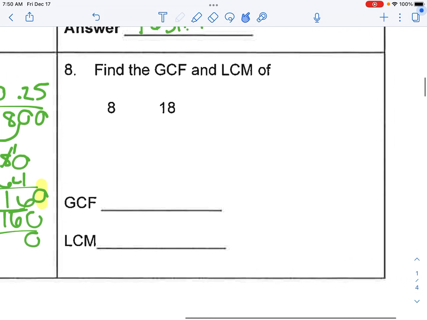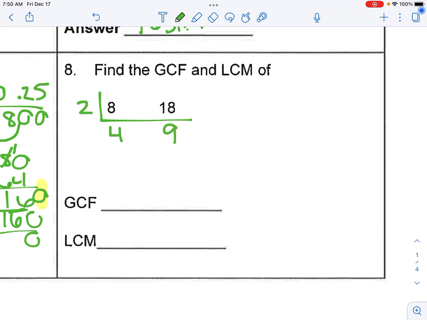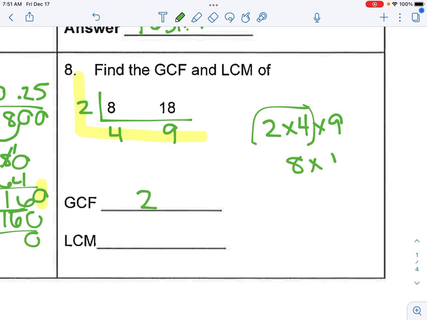Find the greatest common factor and the least common multiple of 8 and 18. So those are even numbers. I'm going to divide them by 2. So that would be 4 and 9. So the greatest common factor is 2. Remember, for the least common multiple, you're going to highlight your L. So we're going to multiply 2 times 4 times 9. 2 times 4 is 8. And 8 times 9 is 72.